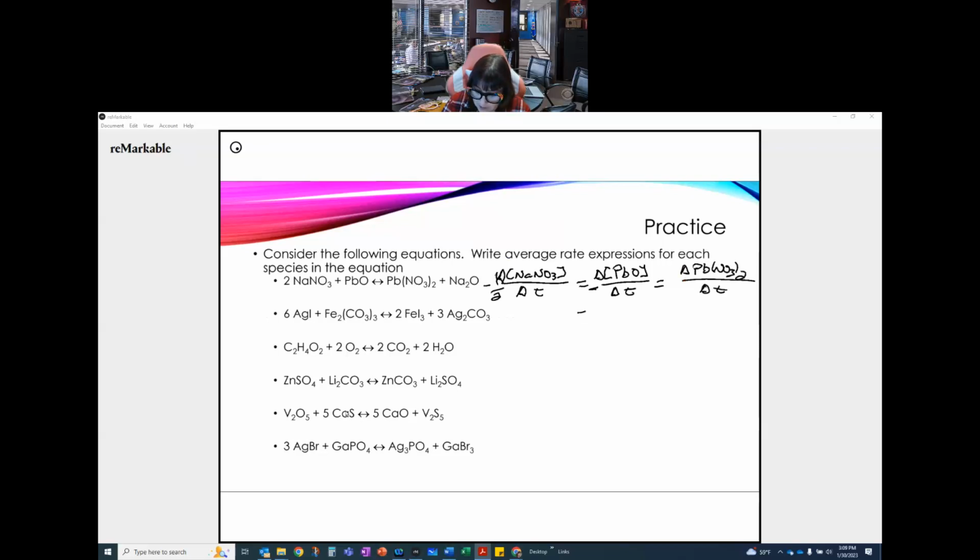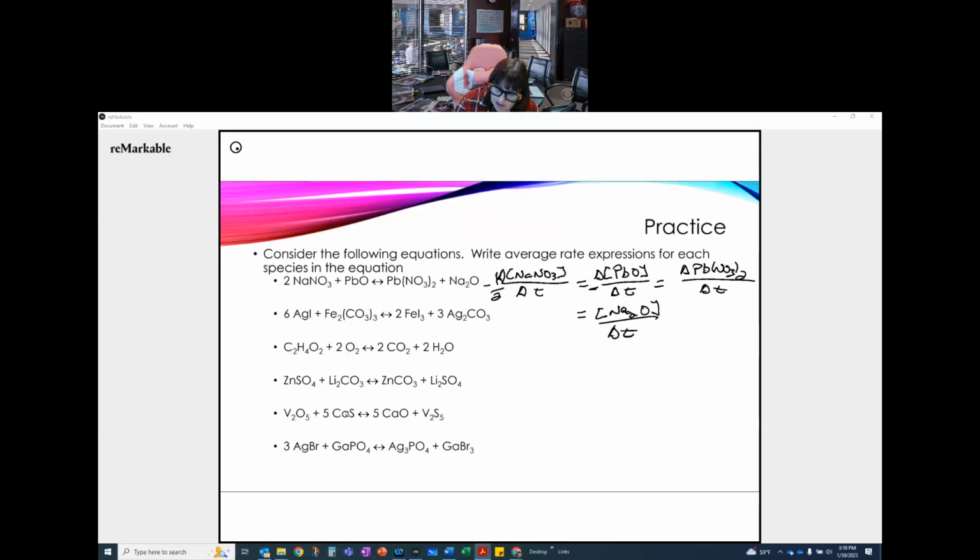That's also equal to the change in concentration of Na2O over delta T. Okay. So we've corrected on a number of fronts: one, reactant versus product, and the other, stoichiometry. The one that had the number out in front of it, we've divided by that number.